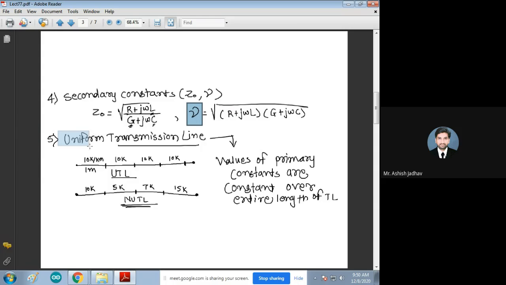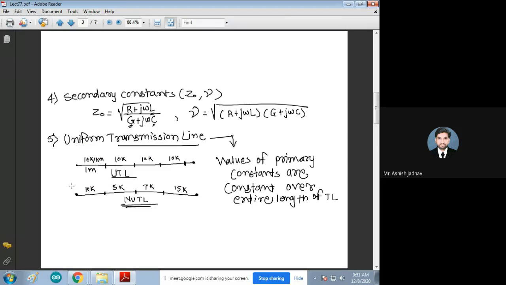Then a uniform transmission line. If the values of the primary constants are constant over the complete length of the transmission line, then we will call it a uniform transmission line. Suppose this is your transmission line, and if the value of resistance, if you measure for 1 meter, is found to be 10 kilo ohm per kilometer, and for a second segment of this length the value is constant, and again the same for the next segment, then we will call it a uniform transmission line.